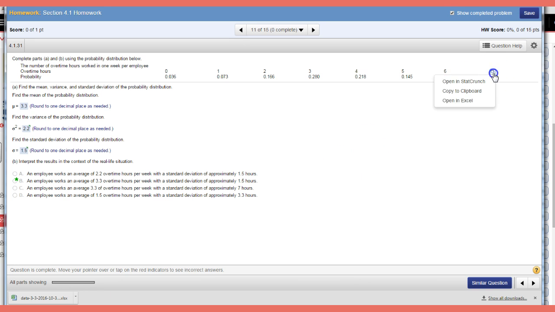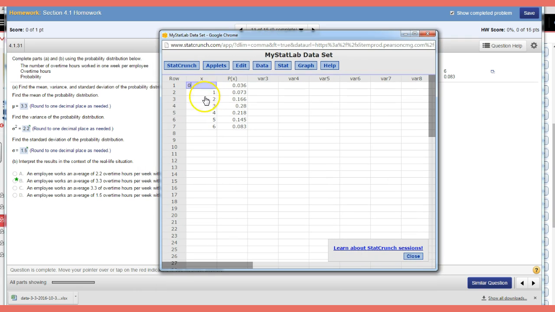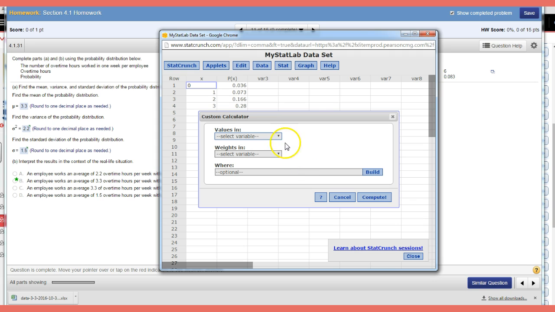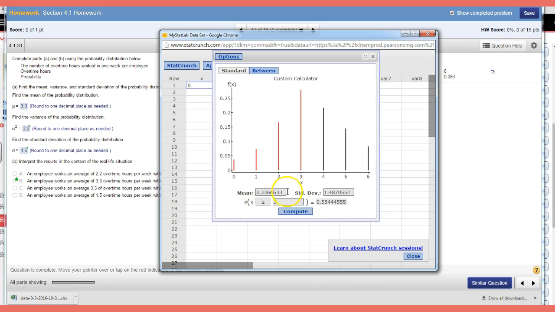So I'm going to open this in StatCrunch. Again, I have my discrete variables and the probabilities: stats, calculators, custom calculator. x is my variable, probability of x is my weight, compute. And you see that your mean here is 3.333, and that's exactly what it is here. And your standard deviation is 1.5, rounding off to one decimal place.